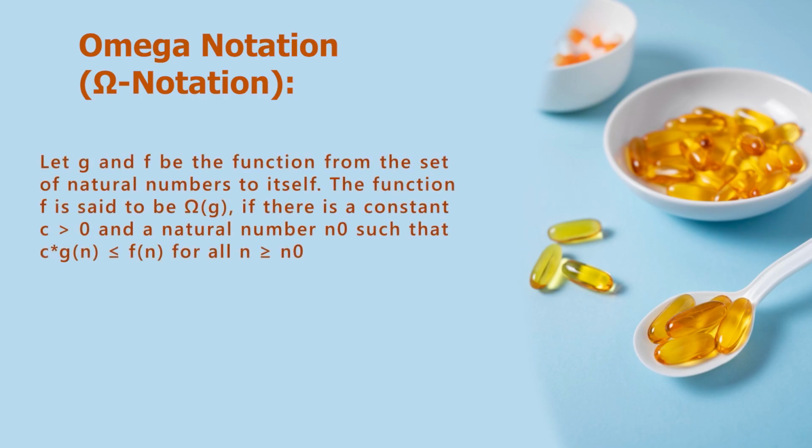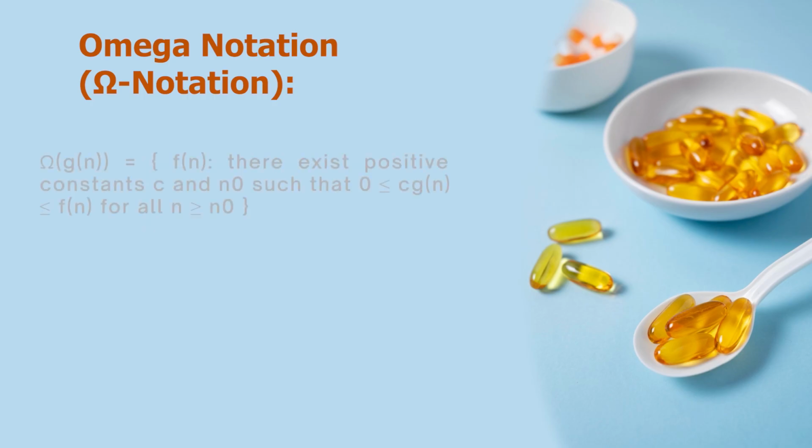So omega of Gn equals Fn, there exist C and n naught such that Fn must be greater than or equal to c times Gn. Obviously, it will be greater than 0 for all n greater than n naught. So, let g and f be functions from the set of natural numbers to itself, and the function f is said to be omega of g if there exists a constant. The same definition is written here in a simpler form.